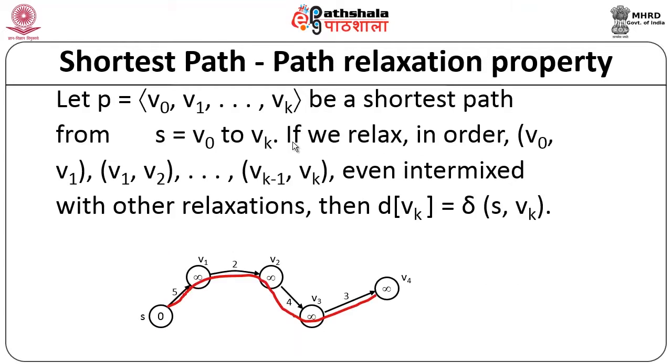You can look here, the first node d of S is equal to 0, d of V1 is infinity, d of V2 is infinity, d of V3 is infinity and d of V4 is infinity. Now, first you start with S, because of that now d of V1 becomes 5. d of V1 is equal to delta S of V1, then d of V2 is equal to delta S of V2, which is 7, 5 plus 2. Then d of V3 is 5 plus 2 plus 4, which is 11, and V4 is 11 plus 3, 14. So, you will see how we have relaxed in the order, and we will have d of Vk equal to delta of S Vk.